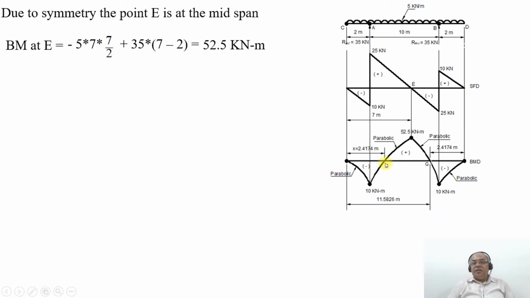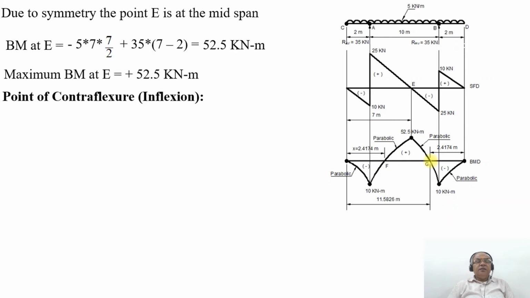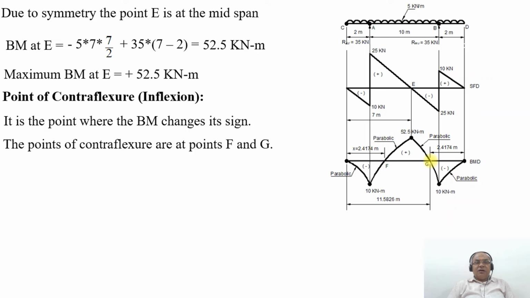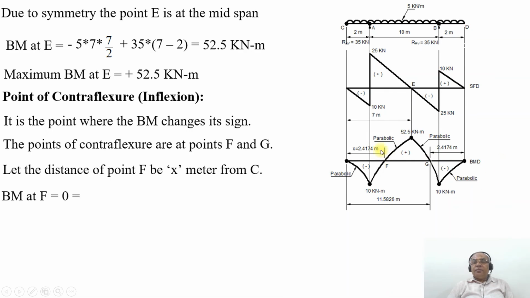Therefore, you are going to get the sign changing from negative to positive at the point F, and then from positive to negative at the point G. That is due to the point of contraflexure. So the maximum bending moment at the point E will be equal to plus 52.5 kilonewton meter. Now we need to find out the point of contraflexure, which is also called the inflection point. It is the point where the bending moment changes its sign. The points of contraflexure are at the points F and G. Let the distance of F be x meters from C. BM at F will be equal to, what is the magnitude of the bending moment at the point where the bending moment changes its sign? Obviously it should be 0.